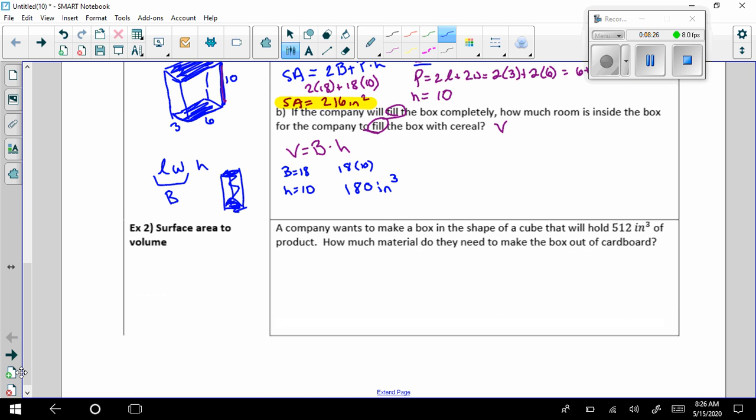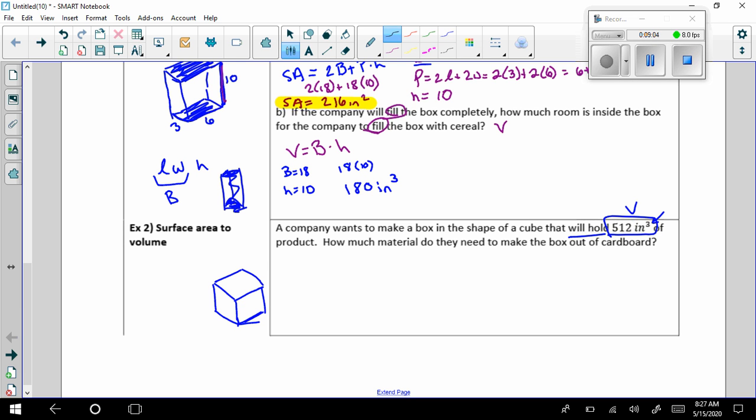All right. A company wants to make a box in the shape of a cube. So cubes have all square sides, but it is still a prism because this square is still a rectangle. So here's our cube, kind of poorly drawn. That will hold 512 inches cubed. So this is the volume. It's labeled with a cube of product. How much material do they need to make the box out of cardboard? So we're working from volume to surface area.